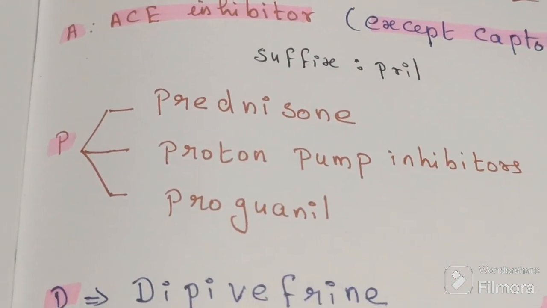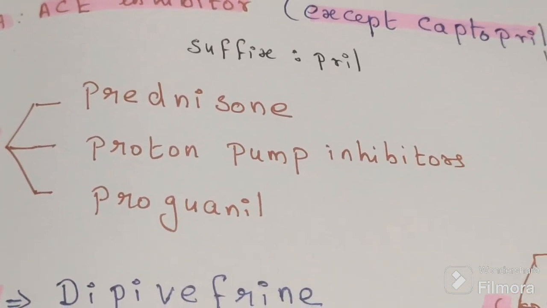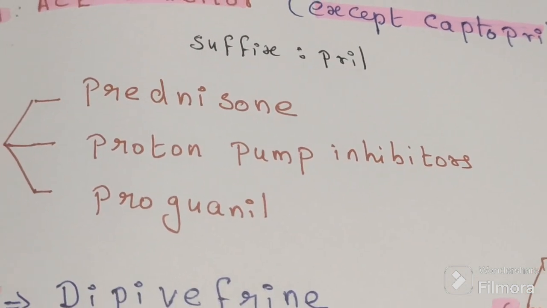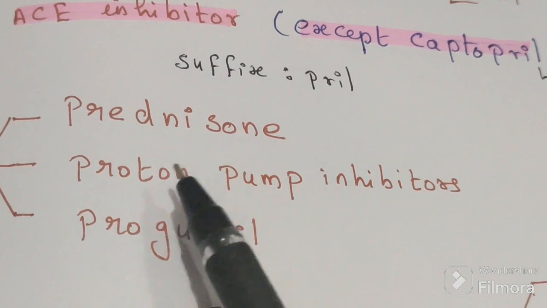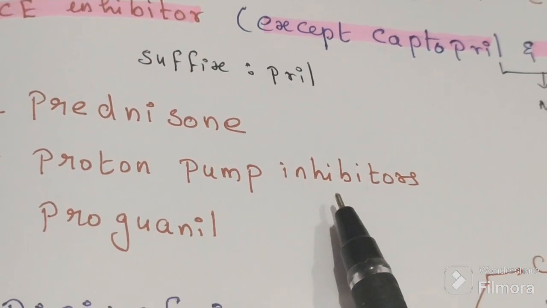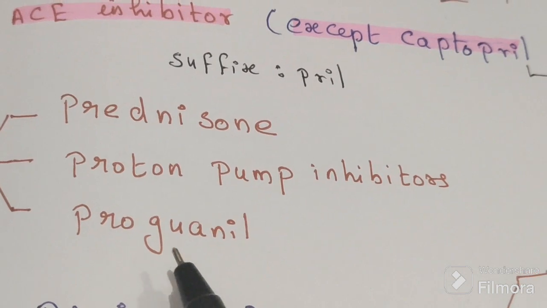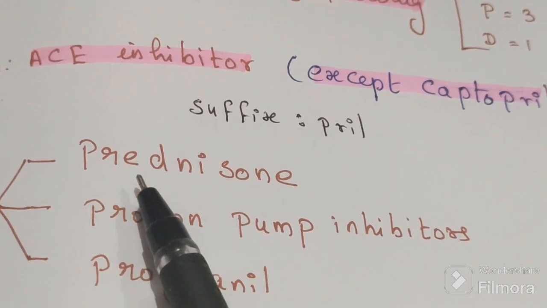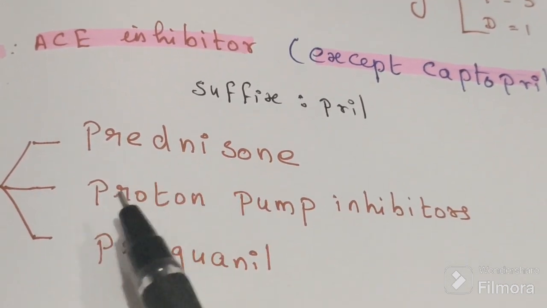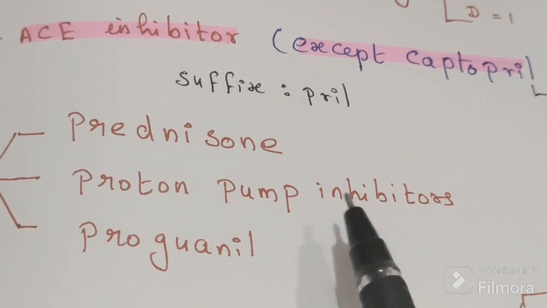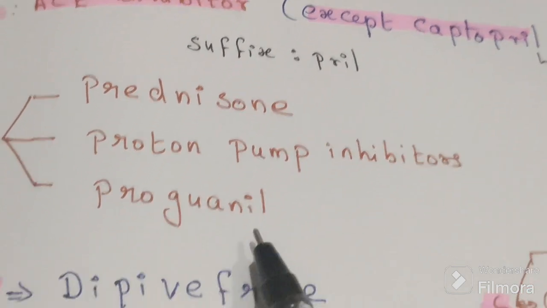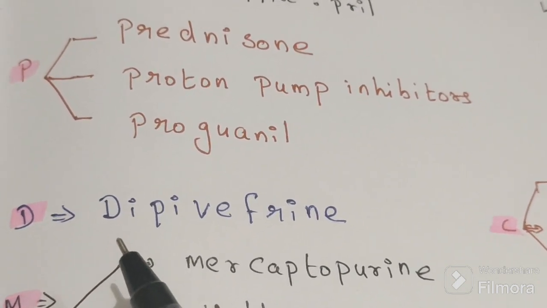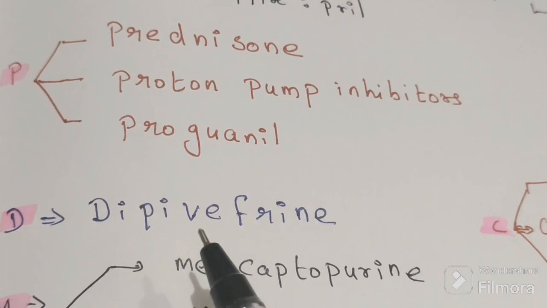The second one is B. We have three drugs: bambuterol, proton pump inhibitors, and proguanil. So the three drugs are bambuterol, proton pump inhibitors, and proguanil. Then D is only one drug, dipivefrin.